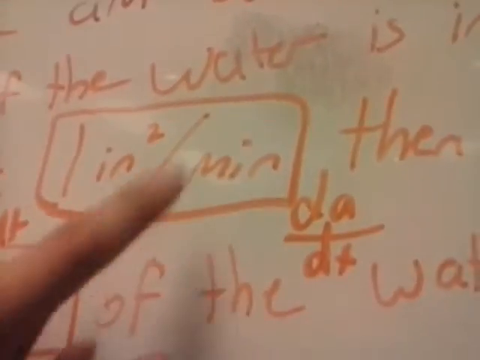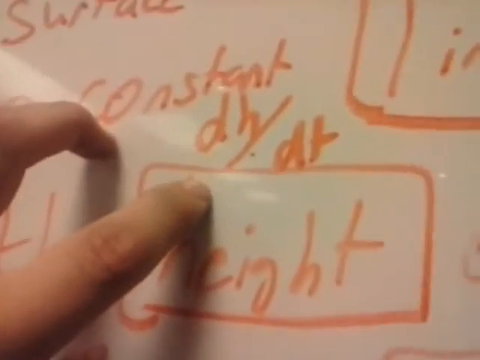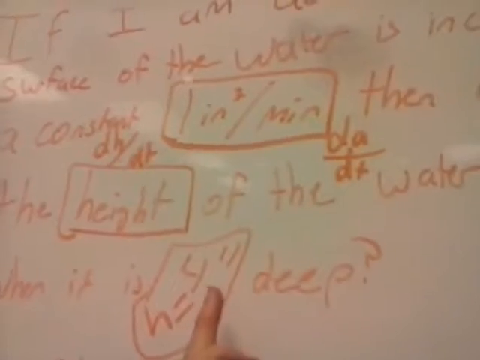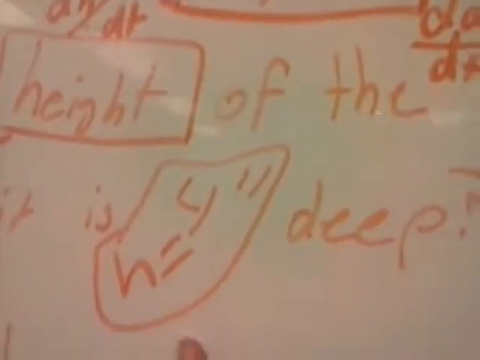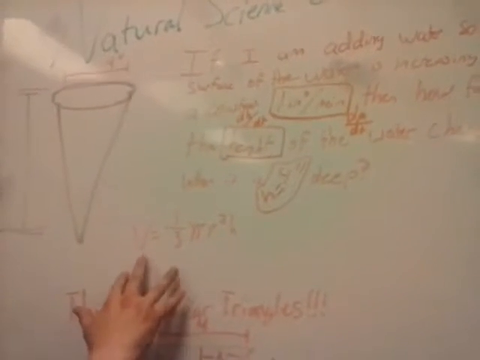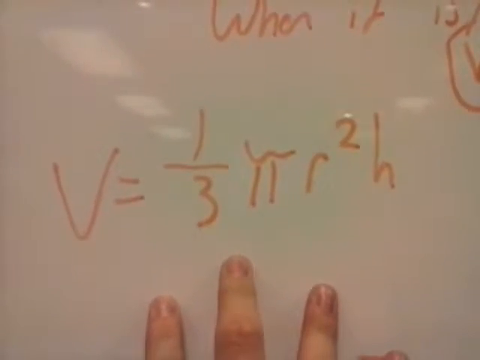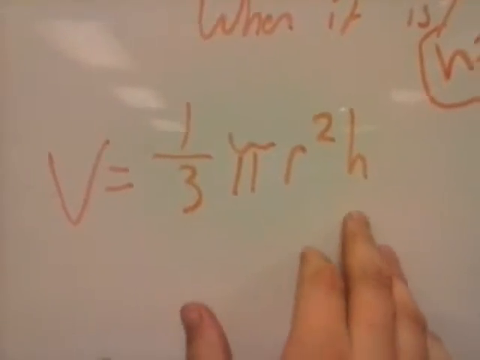We're going to go ahead and call your 1 inches squared per minute dA/dt. That's going to be your area. And then your height change is just going to be dh/dt. And then your 4 inches deep is going to be your h. Now, whenever you're doing a cone, the volume is automatically going to be 1/3 times pi r squared times h.